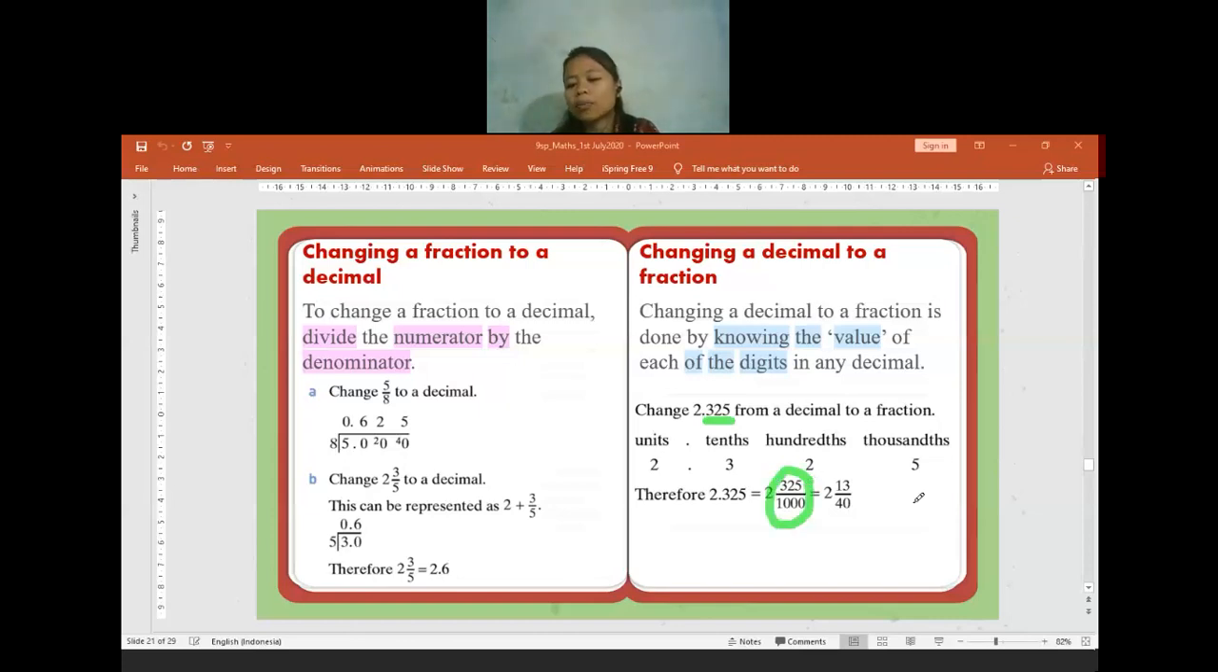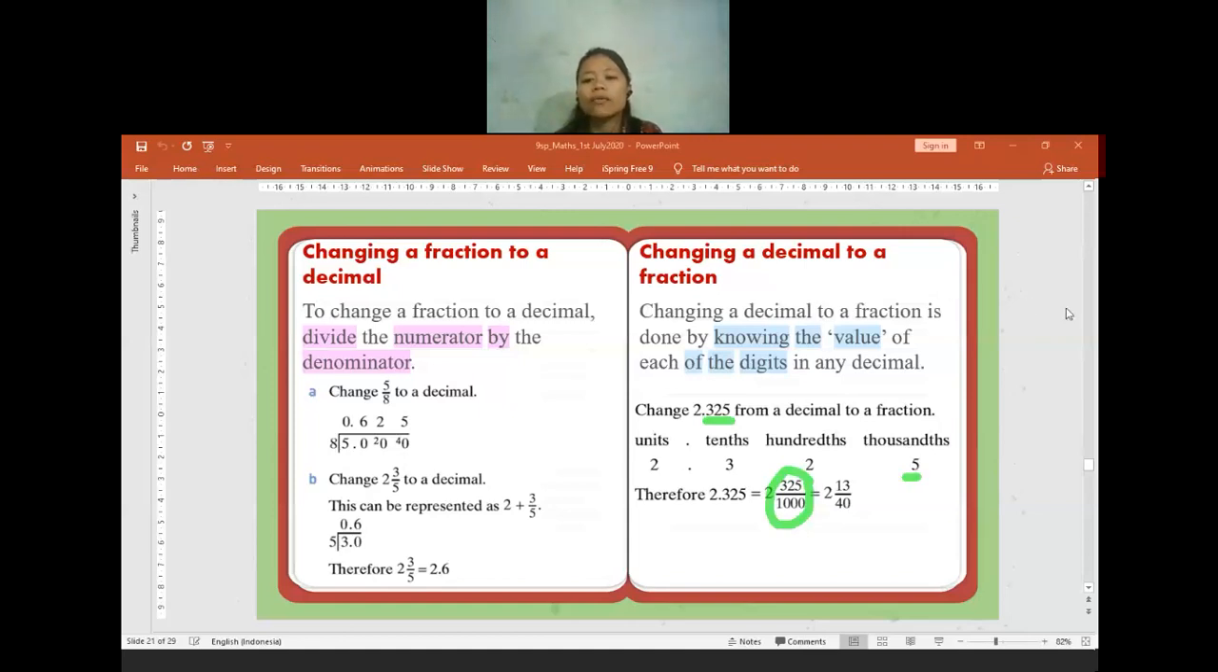You can simplify it, or you can check what place value the decimal digits are, from the tenths, hundredths, and thousandths is the last one. Because it is thousandths, it means it will be over 1000.